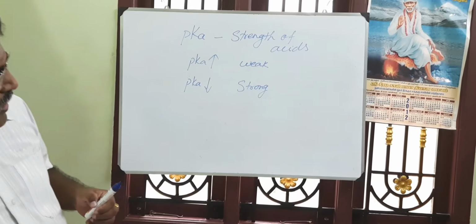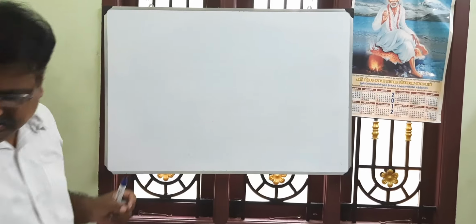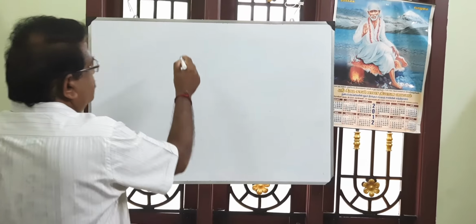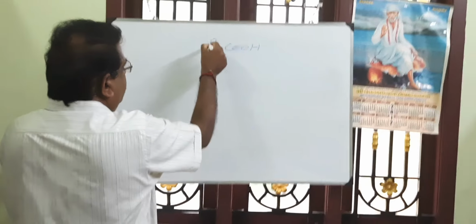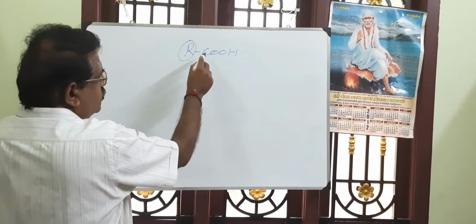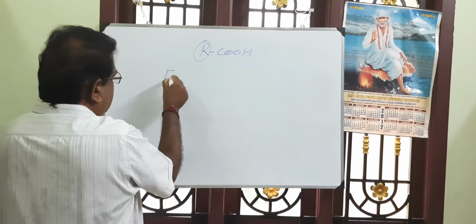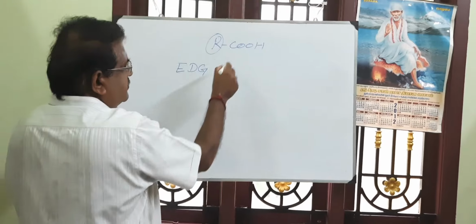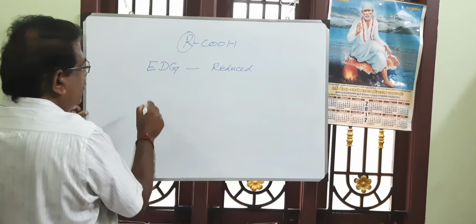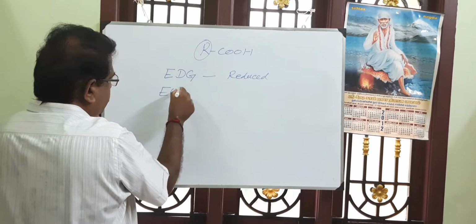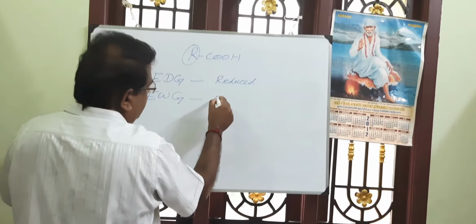Now let's see how the pKa value of a carboxylic acid is affected. The general structure is RCOOH. Depending upon the R group, the dissociation of COOH will be affected. If the R group is an electron donating group, the strength of the acid will be reduced. If the R group is an electron withdrawing group, the strength of the acid will be increased.